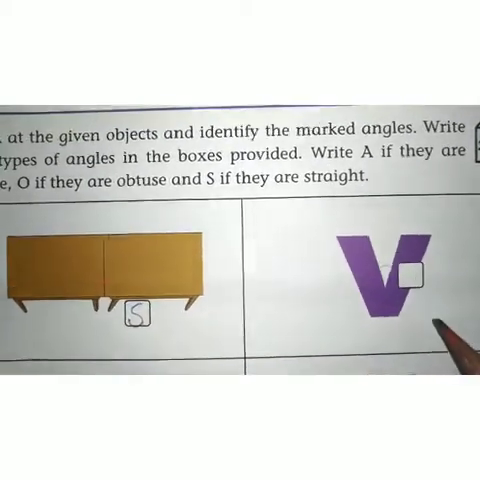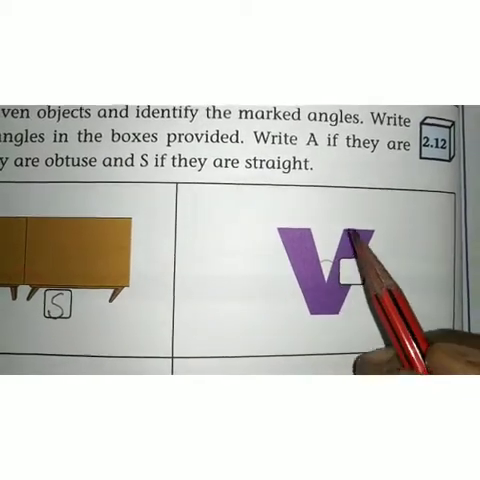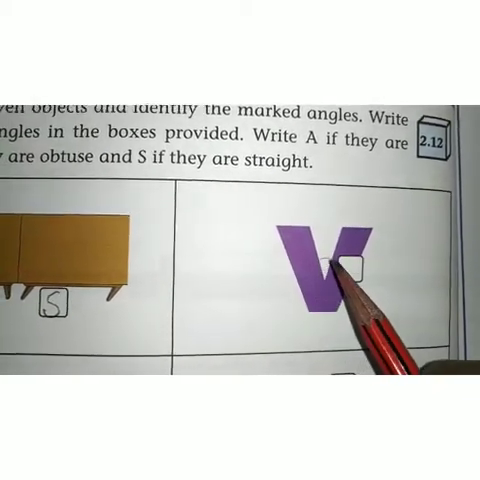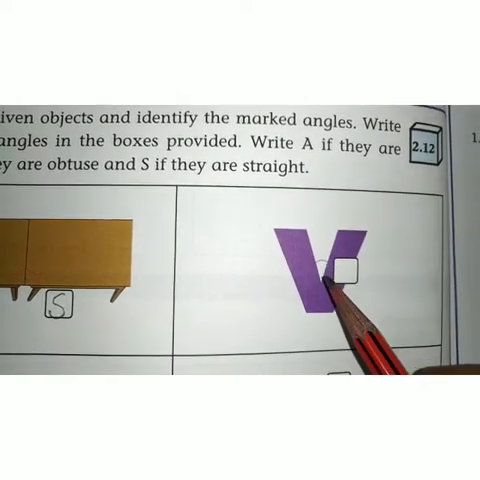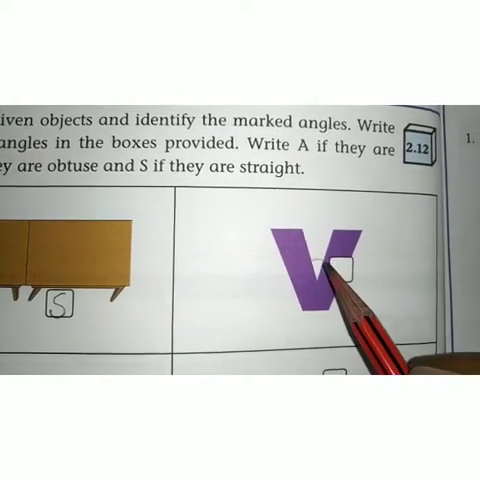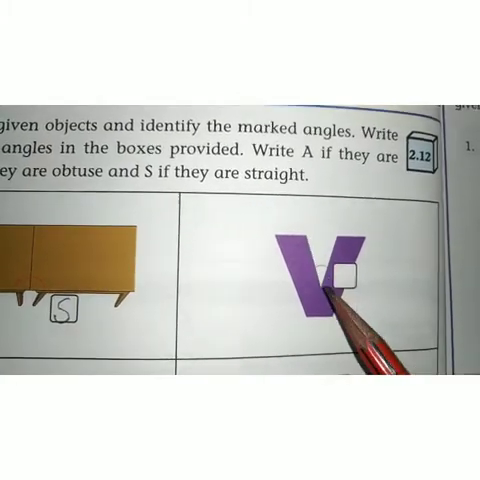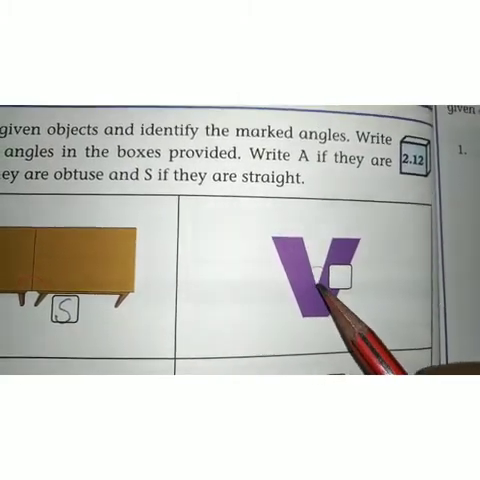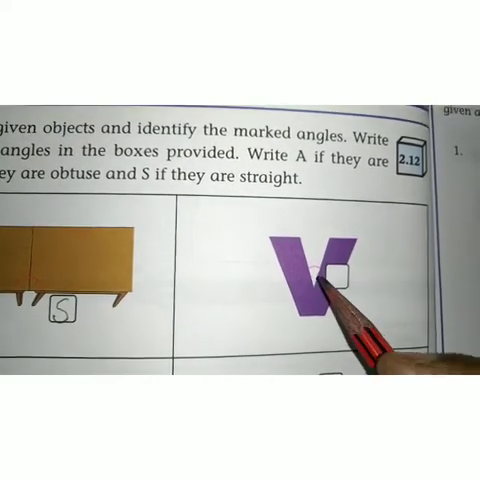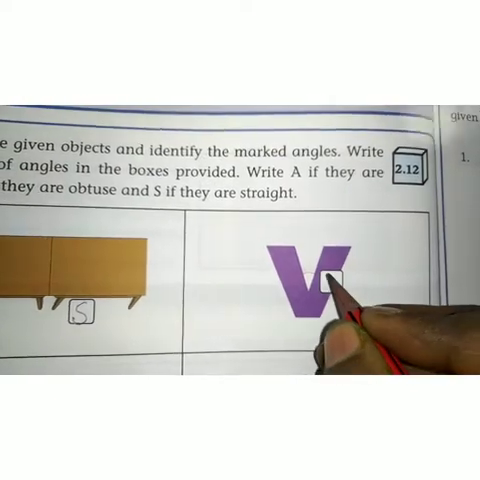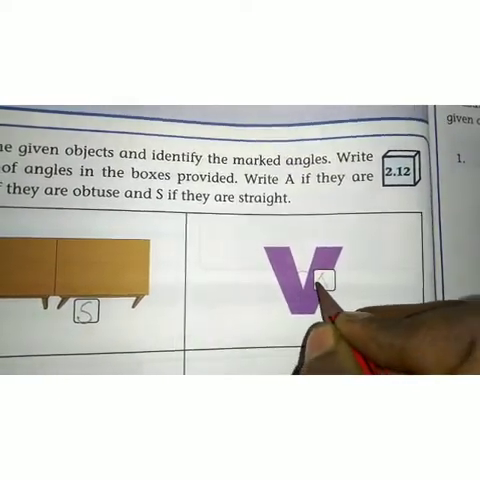Look at the next picture. Here, between V an angle is formed. It shows acute angle. The angle formed between is less than 90 degrees. So the angle formed here is acute angle. So you have to write here A for acute.